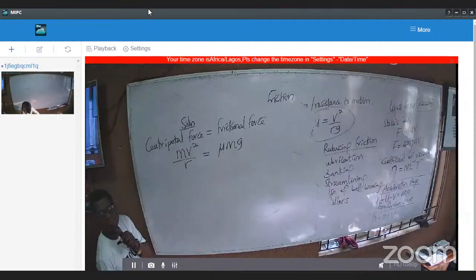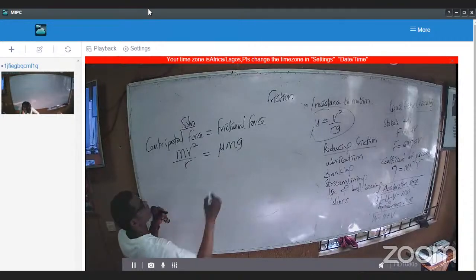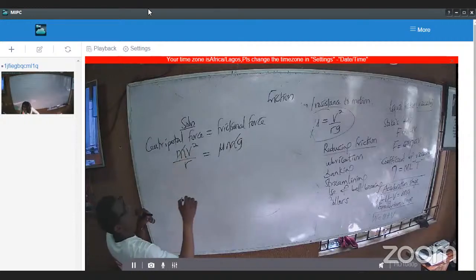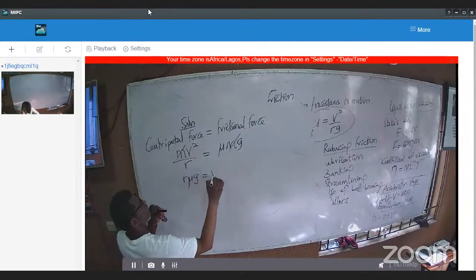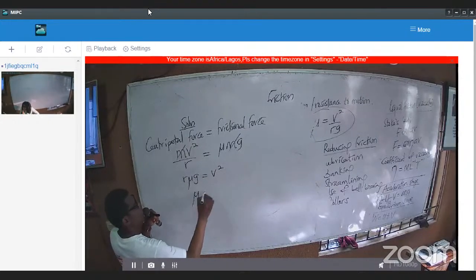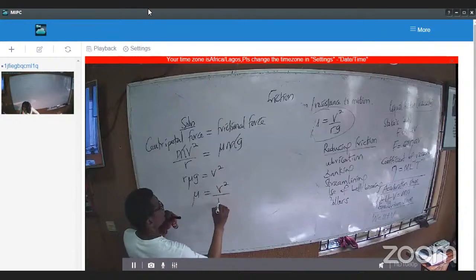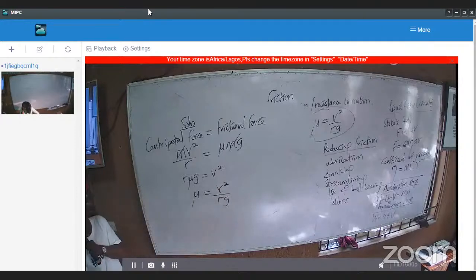Mu mg. m can cancel m. So this thing will now go down, and we get v squared over r. So our mu, what will it be, everybody? v squared over rg. So don't forget the formula, and in case you forget, derive it yourself.